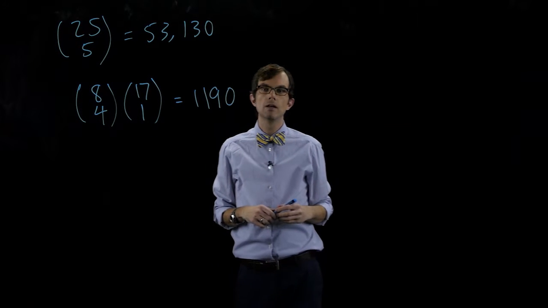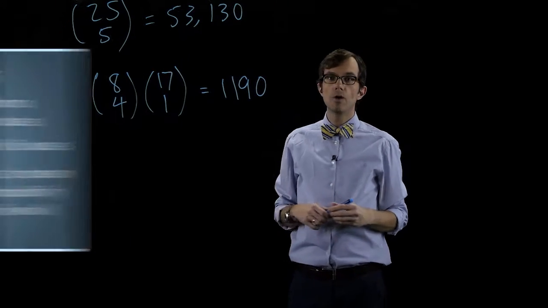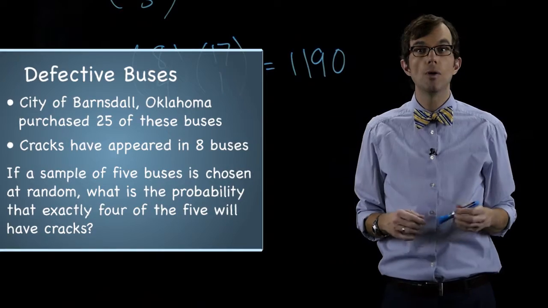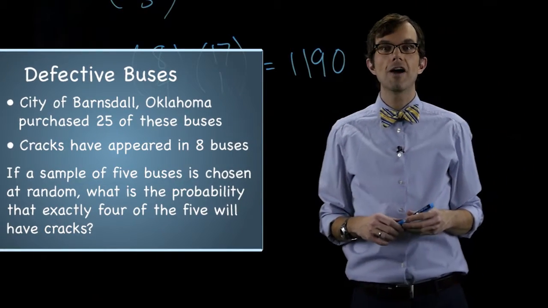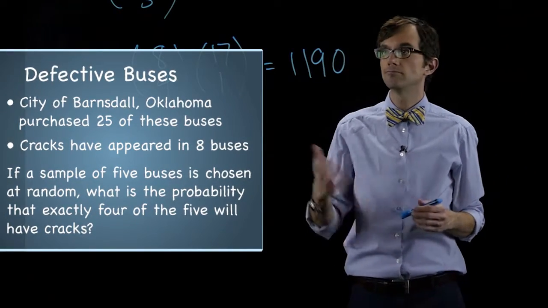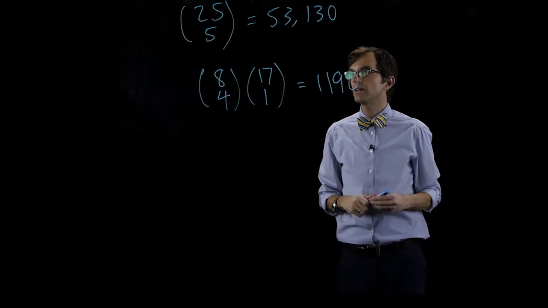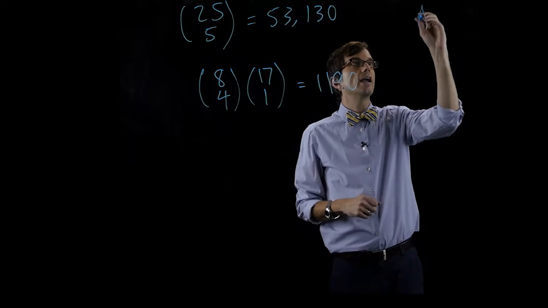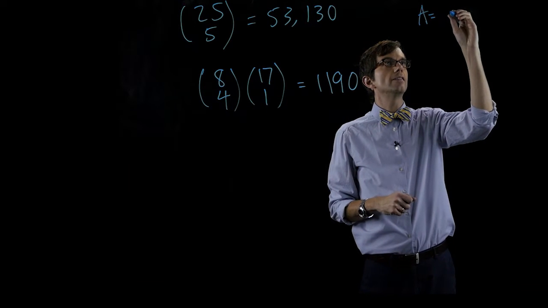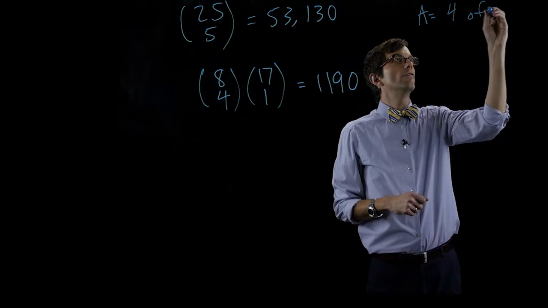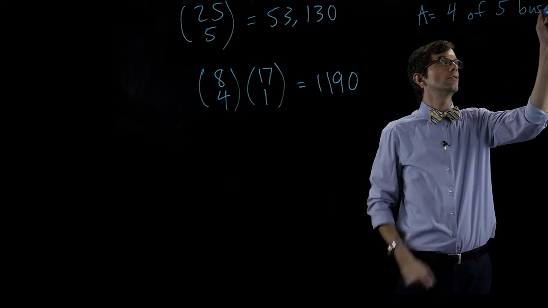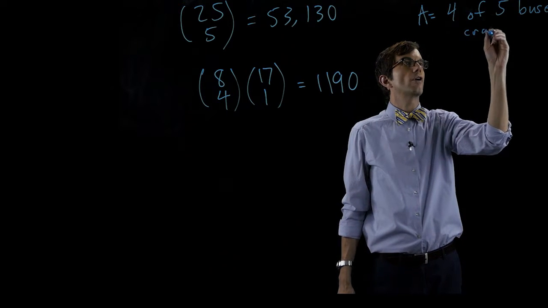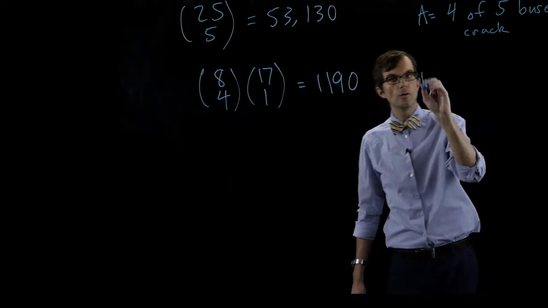Okay? And so, if we wanted to know, for example, if a sample of 5 buses is chosen at random, what's the probability that exactly 4 of those 5 buses have visible cracks? That's just a classical probability problem. Okay? So we're going to name the event, let's call it A. That's the event that 4 of 5 buses have a crack, have a visible crack. Okay? So what's that probability?